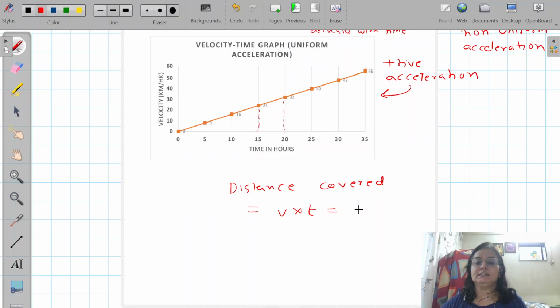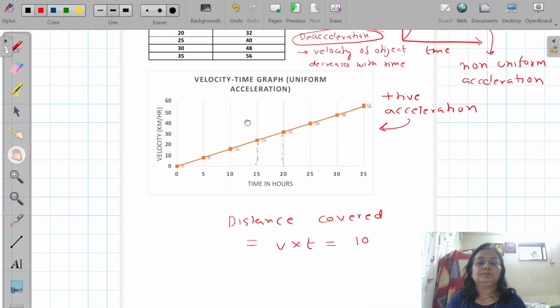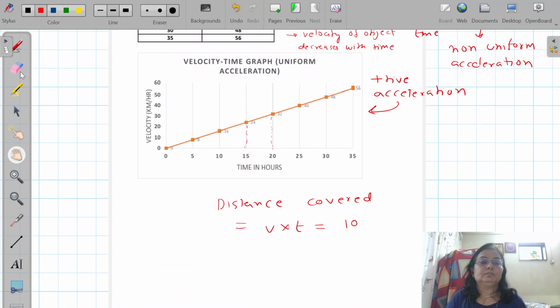We know that the velocity is changing by 8 kilometer per hour. So this is 8, into the time taken, which is 20 minus 15, so 5. So that is 40 kilometers. So between 15 to 20 hours, the distance travelled is 40 kilometers.